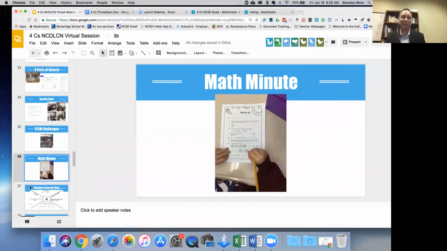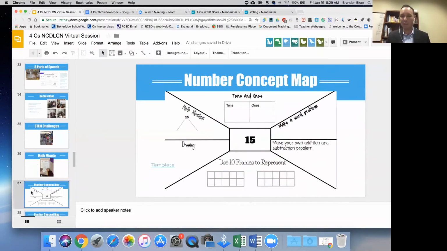So then once again, I present these to teachers, and a lot of our teachers in our district do this. The question is always then, that's great, I get this is low, what can I do differently? So if you guys have never heard of number concept maps, basically you give students a number, and the number changes every day. Like in this one, the number is 15.